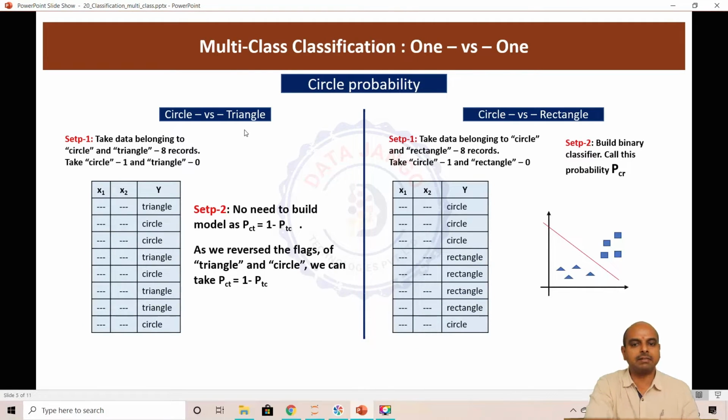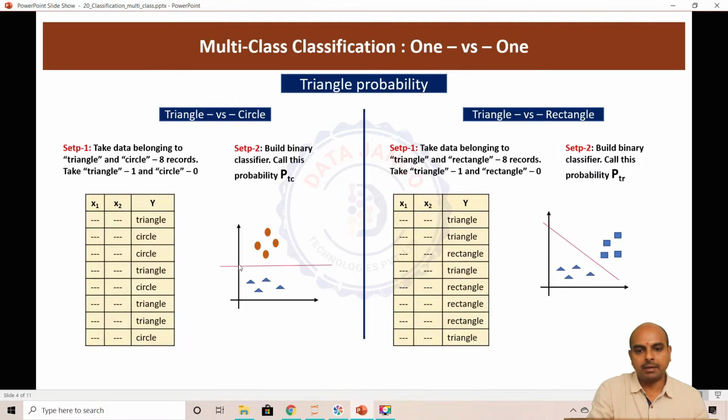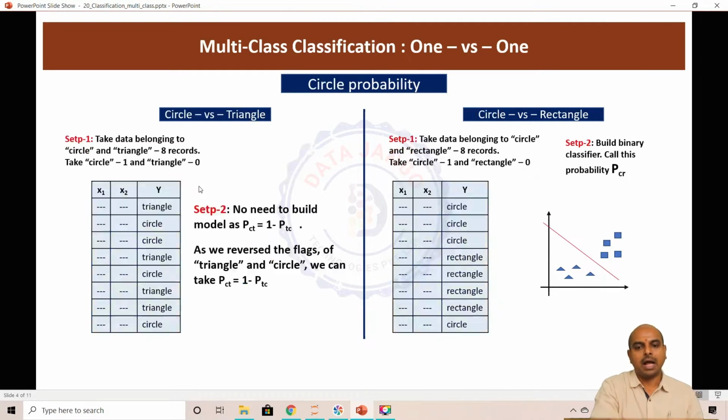And then circle versus triangle. Again, we have taken records belonging to triangle and circle only, no rectangle. No need to build a model here because we already built a model for triangle versus circle. When we built the model there, we gave triangle 1 and circle 0. The flags, we converted triangle to 1 and circle to 0. On circle versus triangle, you may be giving circle 1 and triangle 0. Right, the y variable is going to have either true or false or 0 or 1, right?